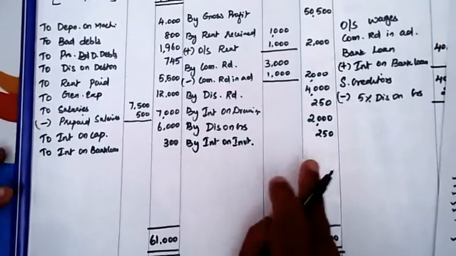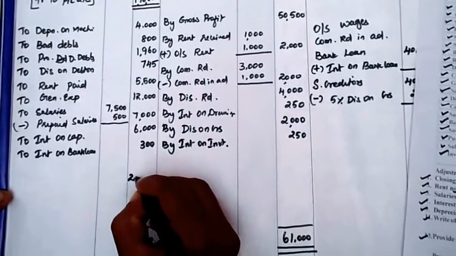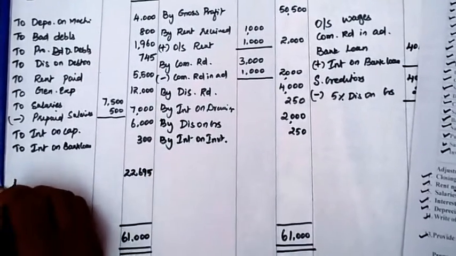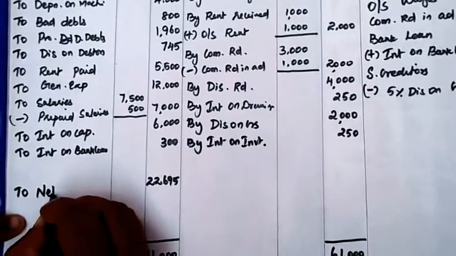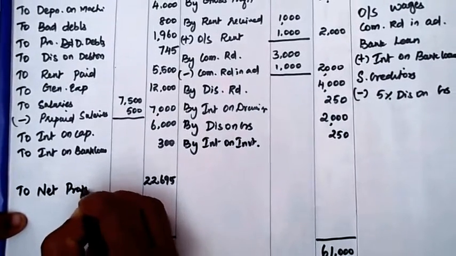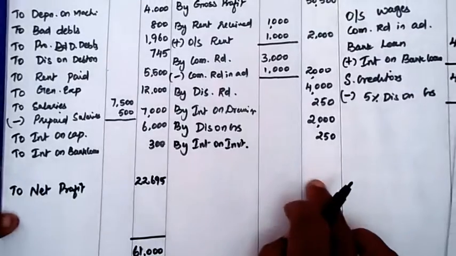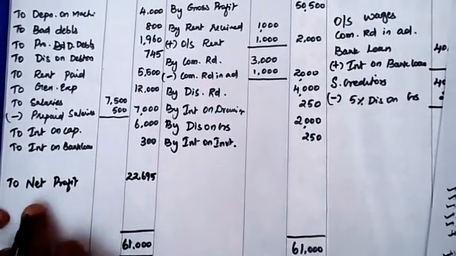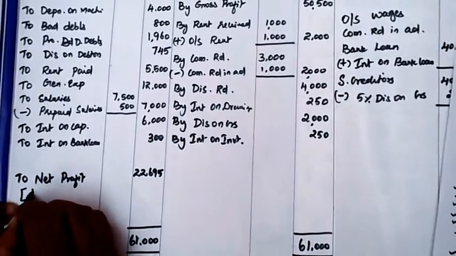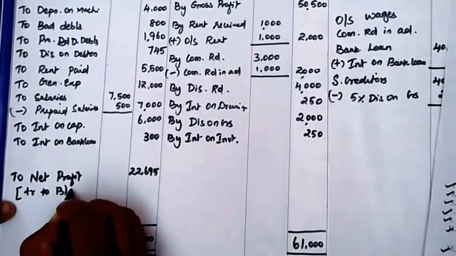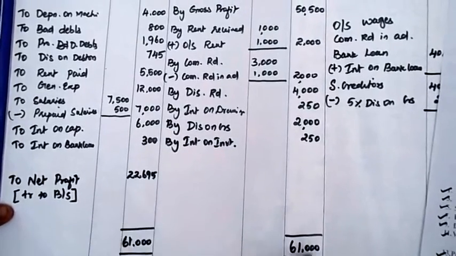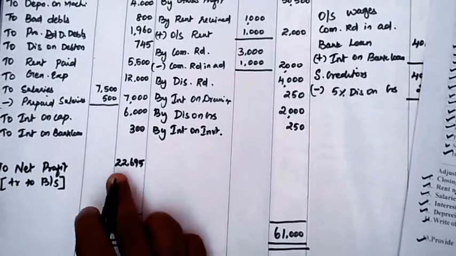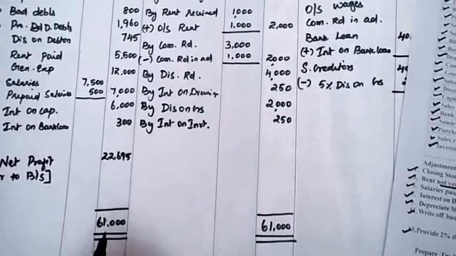Just find the balancing figure in this problem. What is the balancing figure? 22,695 to net profit. If you get any balancing figure on this side, it will be a net loss. So according to this problem, we have got net profit, no? This will be transferred to balance sheet. 22,000. So both the sides we have got 61,000 and 61,000.